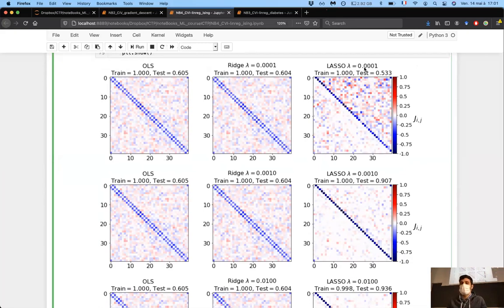What do you expect? Which one will be the best? And you have an argument for that. So here in blue, so dark means minus one, red is plus one. So it's the value of the interactions that you reconstruct, okay? And white means zero. So what should we reconstruct in the best case if we were reconstructing the matrix perfectly? How should this matrix look?